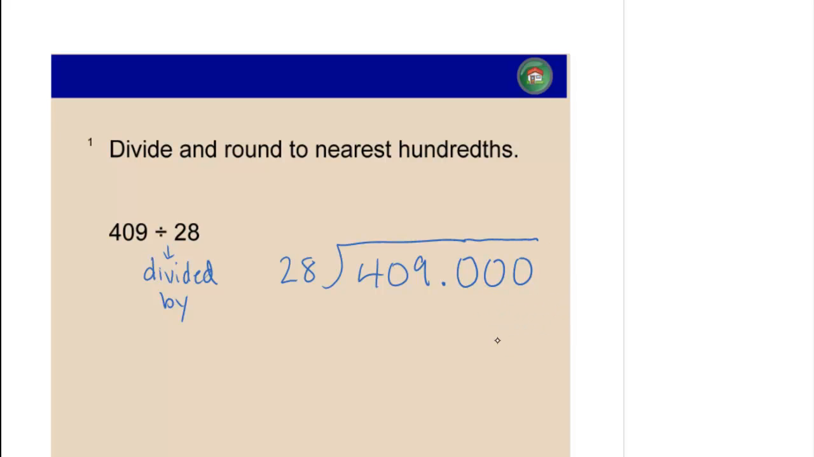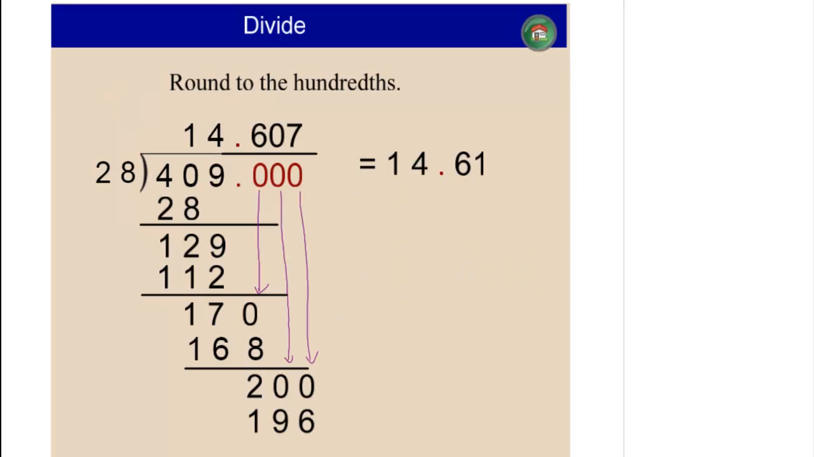What do we do next before we start dividing? We're going to line up the decimals, right? So now we start dividing. Go ahead and divide this and round, and let's see how you do. You should end up with 14.61, or 14 and 61 hundredths, once you divide, and here are the steps.